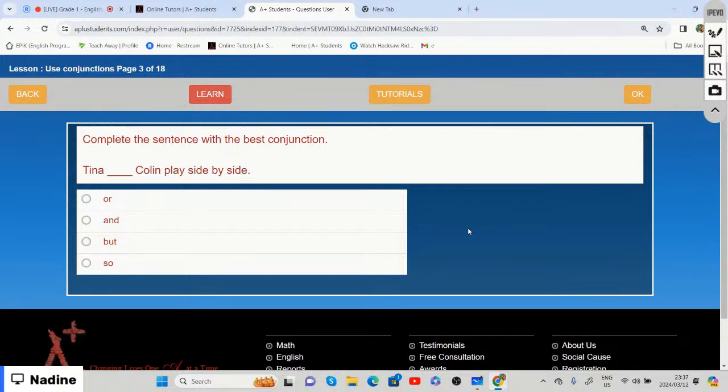So we can say, Tina, Colin plays side by side. All right, so we say, Tina, Colin plays side by side. Do we say it's Tina or Colin? Tina and Colin? Tina but Colin? Or Tina so Colin?